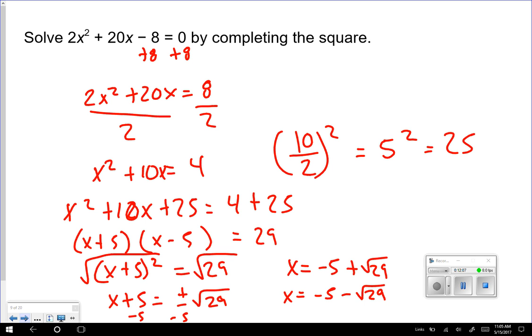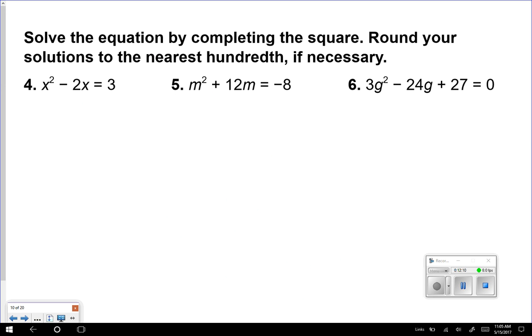Okay, I'm going to do one more example and leave up a couple for you to try as well. We're not going to round at all. You're just going to leave the answer in square root form. If you want to try some of these, I can check your answer if you come up and talk to me.